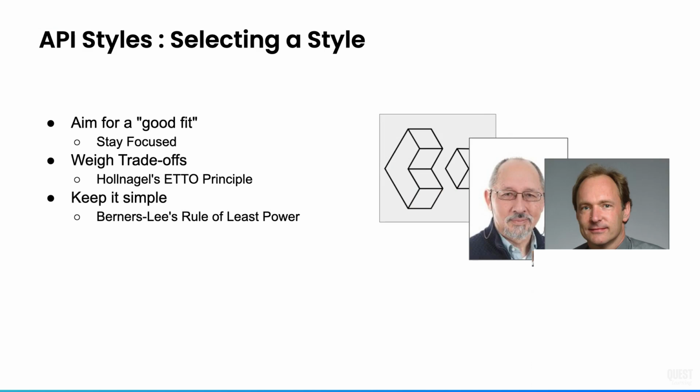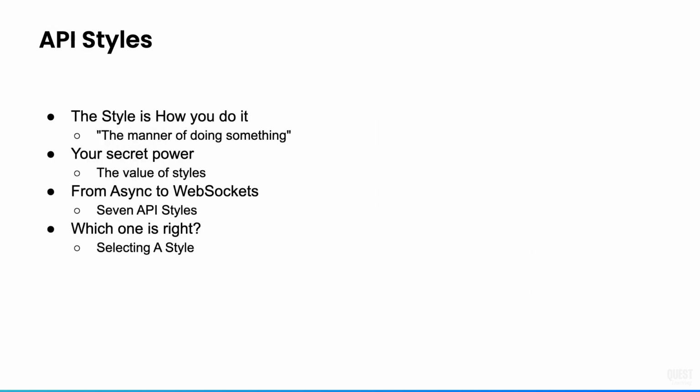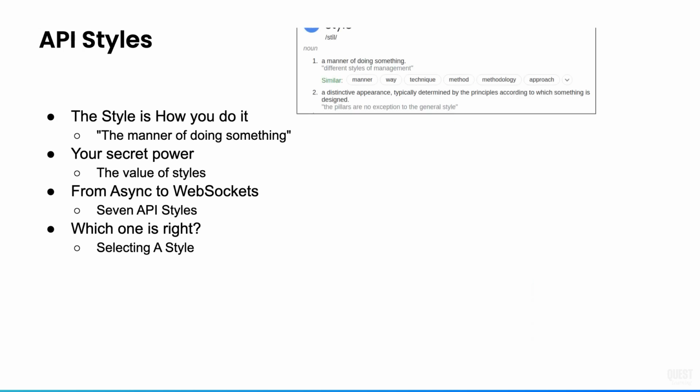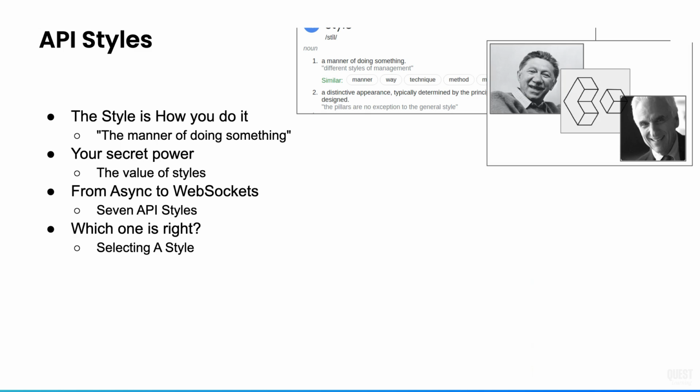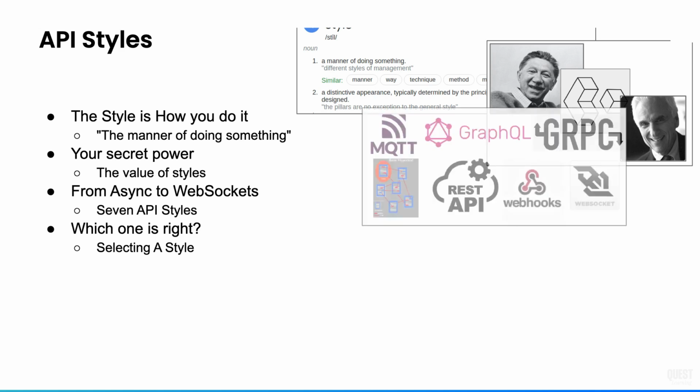And that's where this all kind of comes together. So a style is the matter of doing it, how you're going to both design and implement your API. Your secret power is to keep in mind the value of styles, to avoid Maslow's hammer, to avoid Conway's delegation, and find that good fit.